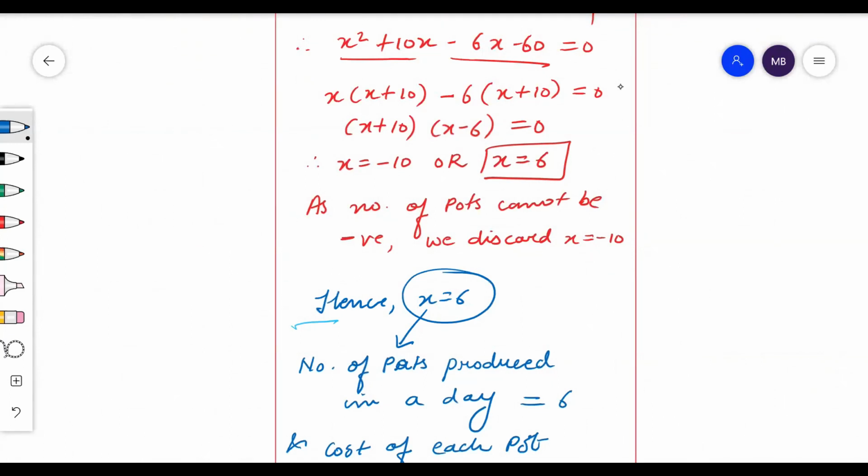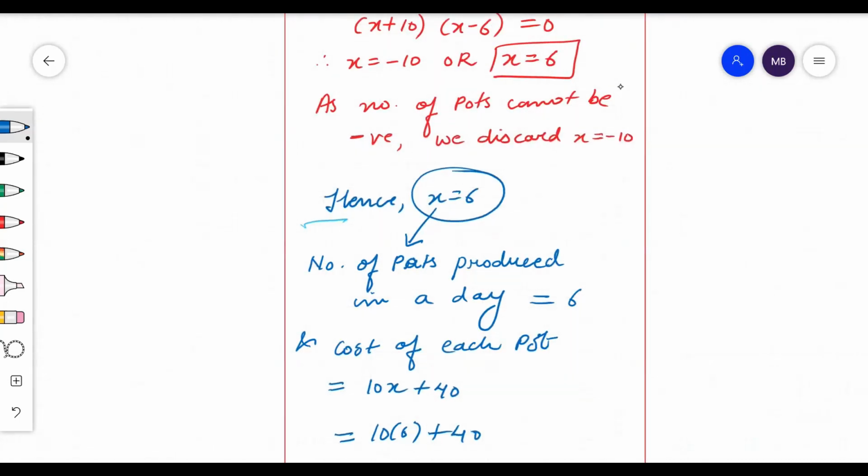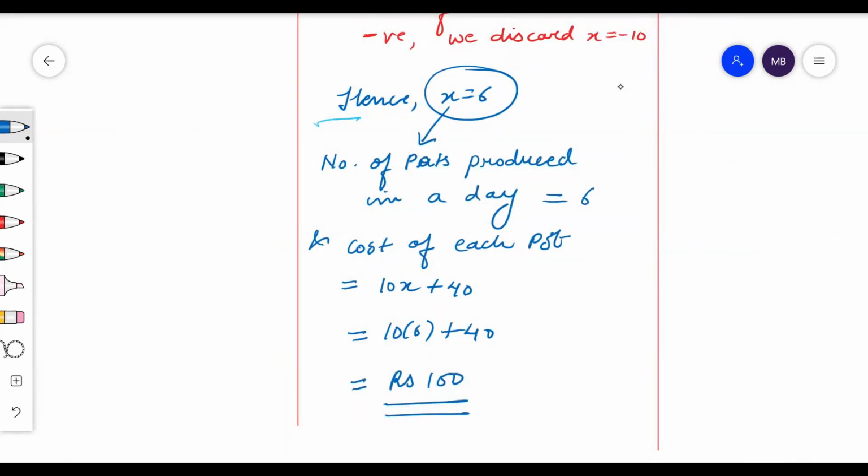Hence, what was x? x was the number of pots produced in a day, right? So the number of pots produced in a day is 6 pots, and they have also asked us about the cost of each pot. And what is the situation given? It is 40 plus 10 times x, right? So the cost of each pot is 10x plus 40, 10 into 6 is 60, plus 40, so rupees 100.